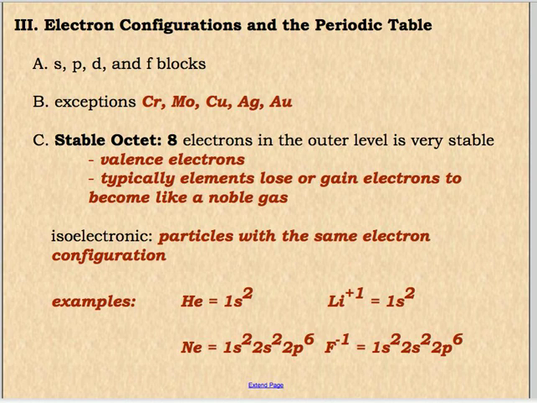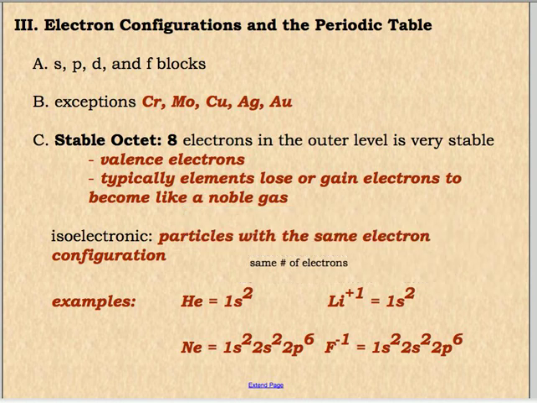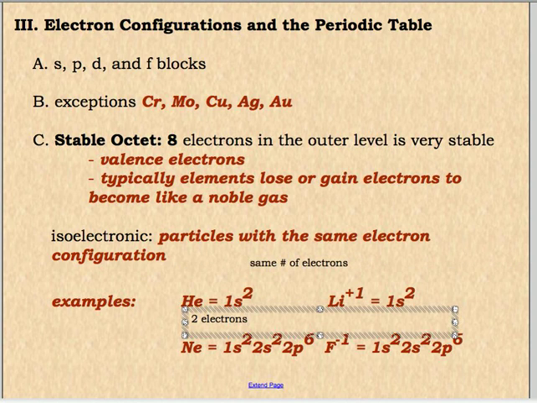When you are isoelectronic, it means that you have the same electron configuration, and it also means that you have the same number of electrons. So if you look here, helium, totally normal, has 2 electrons. He's a noble gas, he's stable.